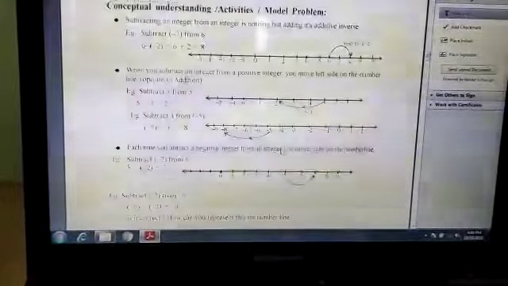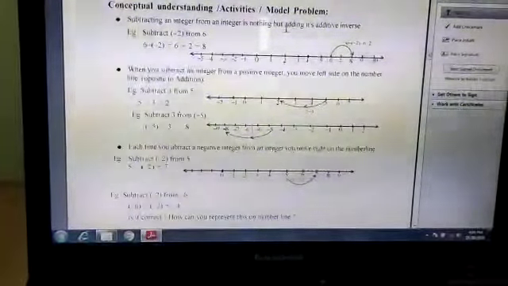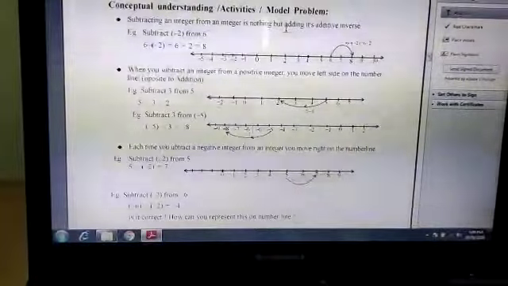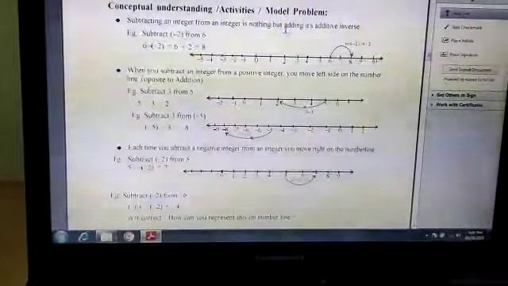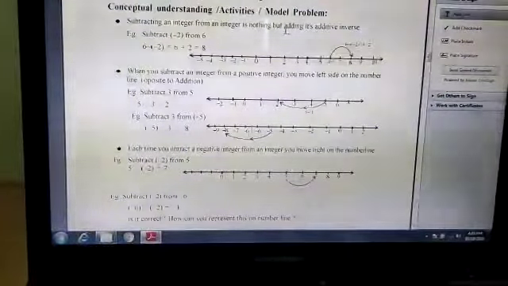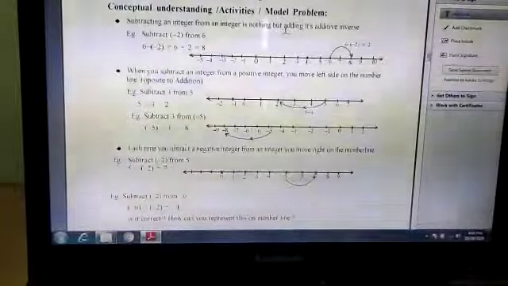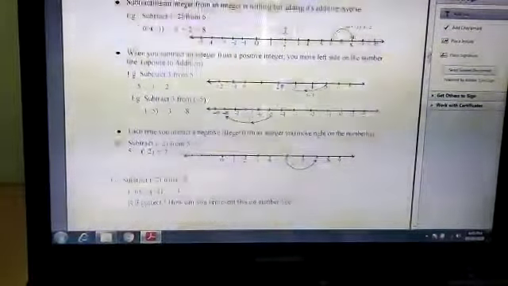So start writing from here, conceptual understanding. Write the heading integers, write subtraction of integers, write today's date, write day 35, and start writing the worksheet. And if you have any doubt, you can post it on the group. I'll explain.